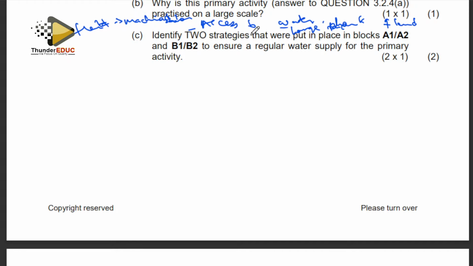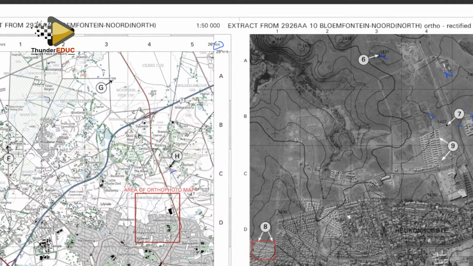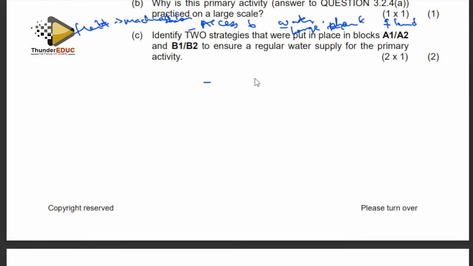Look at C. Identify 2 strategies that were put in place in the blocks A1 and A2, B1 and B2 to ensure regular water supply for this primary activity. What do they have there? Number 1, we have identified a dam. What are dams used for? To store water for irrigation. So, number 1, the construction of a dam. The dam is helping in easy access to what? To water. Are we together?